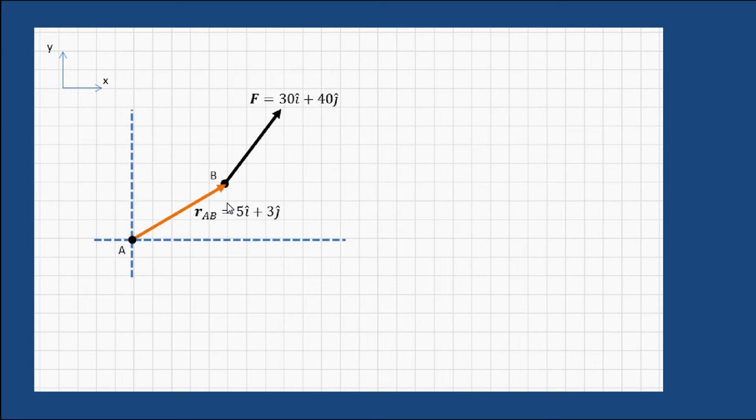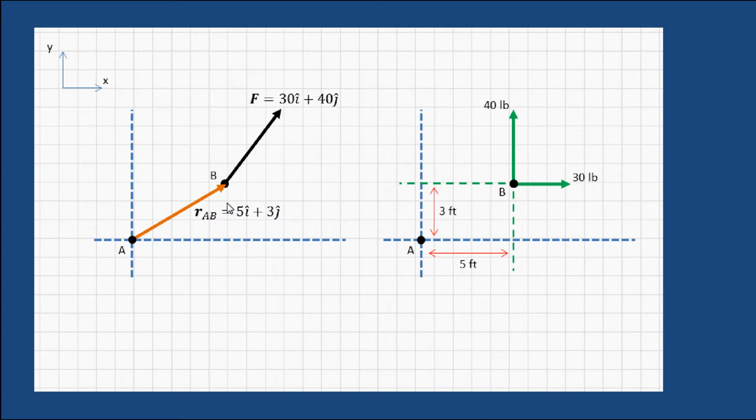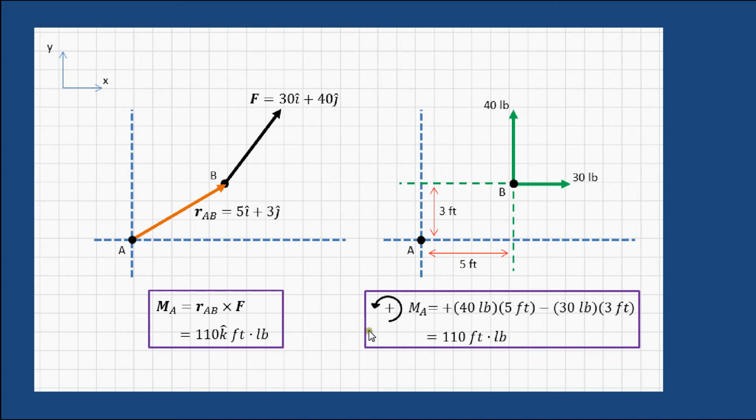So looking at that, this is the representation in vector form, and this is the representation in scalar form. Using the vector formulation, we found that the moment about A is a vector of magnitude 110 foot-pounds with a direction in the positive z direction. And the scalar formulation is the moment about point A designated as counterclockwise in the positive direction, and again it's 110 foot-pounds. So they are equivalent to each other, and one is a vector formulation and the second is a scalar formulation.